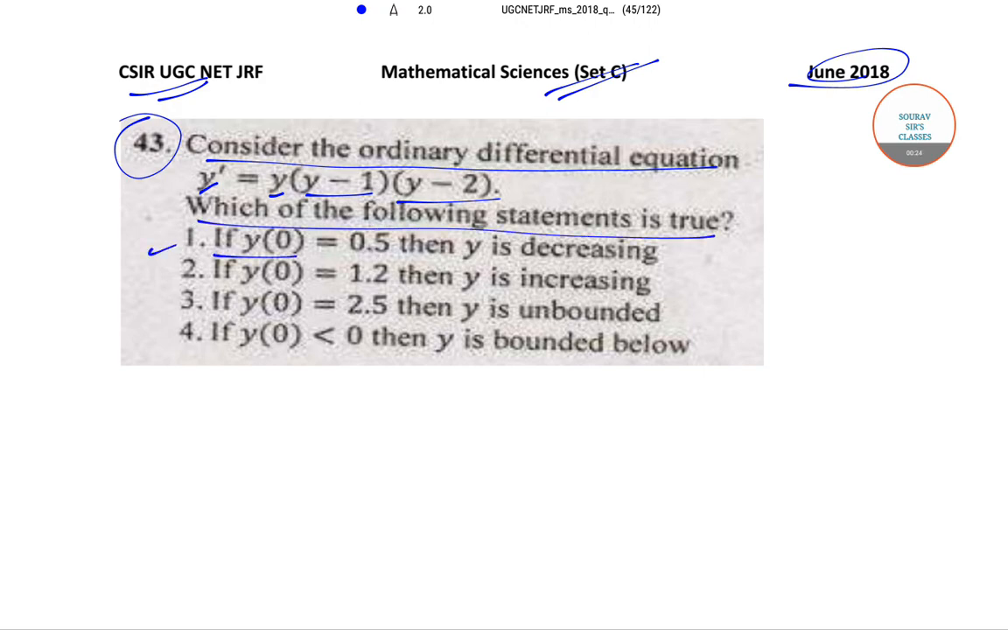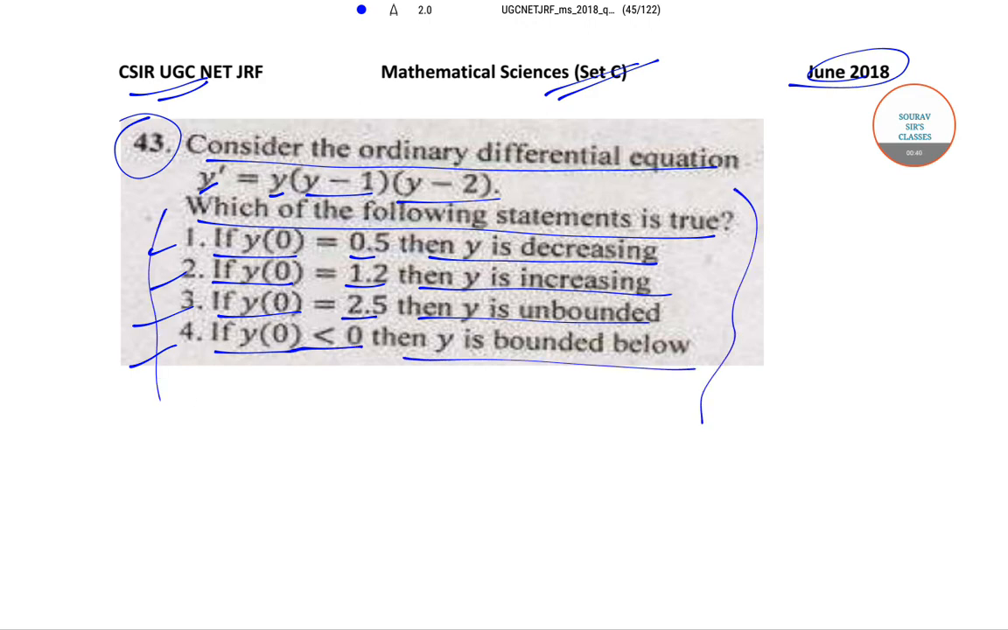Option 1, if y0 is equal to 0.5, then y is decreasing. Option 2, if y0 is equal to 1.2, then y is increasing. Option 3, if y0 is equal to 2.5, then y is unbounded. And option 4, if y of 0 is less than 0, then y is bounded below. So these are the four options that we need to check out.